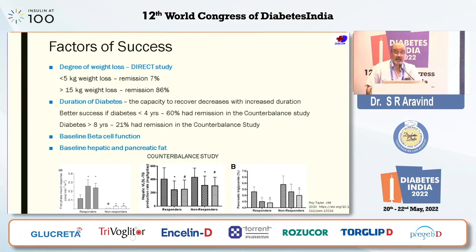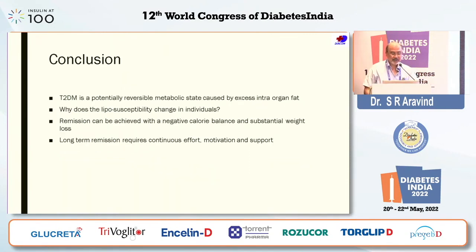Baseline hepatic and pancreatic fat. Now, this is where I was coming, looking at Sandeep. Is there a way in which we can measure it? If there is a way, especially for baseline hepatic and pancreatic fat, I think this can be a national level research project that everybody can participate in, and then try to see what happens if there is weight loss in such patients, and who responded, who did not respond, and things like that.